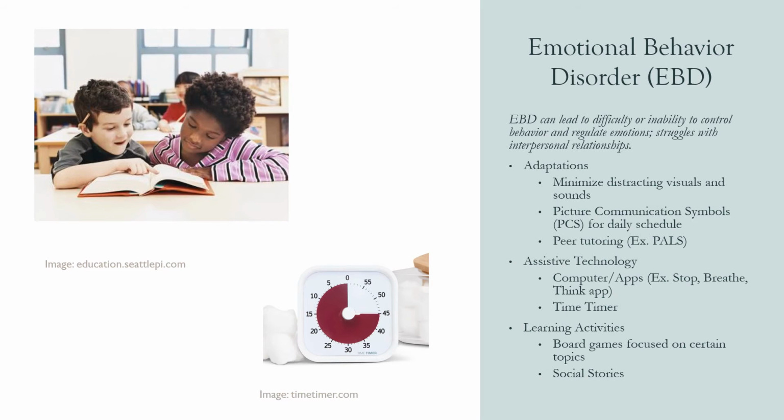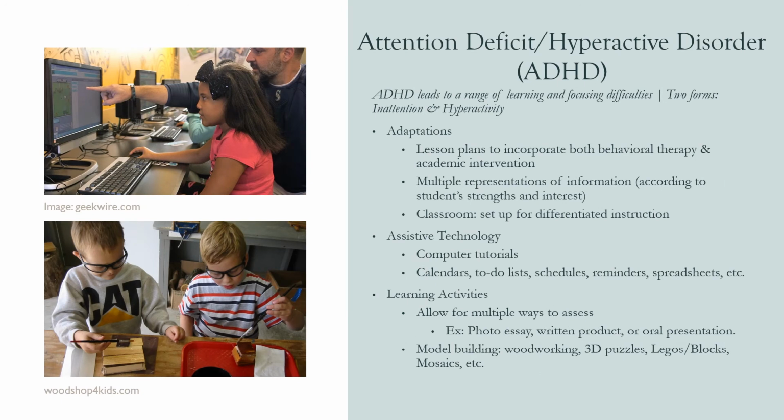When planning for children with attention deficit hyperactive disorder, teachers must plan both academic intervention and behavioral therapy. Educators must also understand the child's specific accommodation needs. One adaptation idea is to present information in multiple ways, such as through writing, audio, video, games, or physical activities, paying attention to the children's strengths and interests. Teachers should also set up the classroom in a way that allows for differentiated instruction, or allowing children to work on different tasks and activities at the same time.